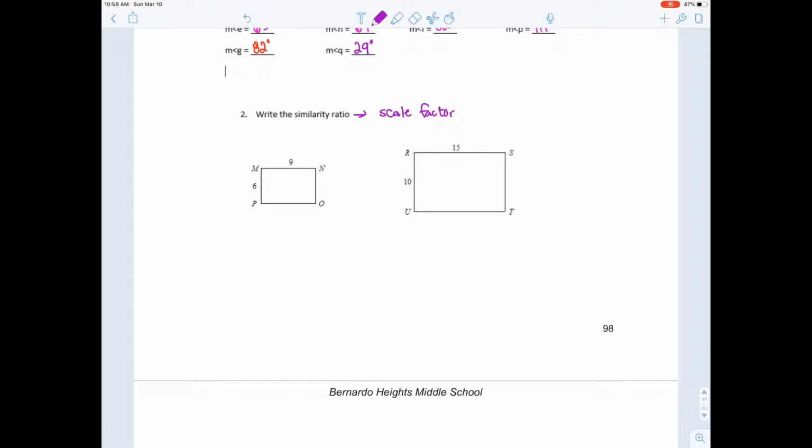Okay. So use what you know about the scale factor, use what you know about how to find the scale factor, and that's going to help you get this similarity ratio. Really, all you need to do is make sure that your corresponding sides are lined up with one another. And there are 2 similarity ratios you could write. So the first one I'm going to do is I'm going to treat my small rectangle here, MNOP, as my preimage, and RSTU as my image.